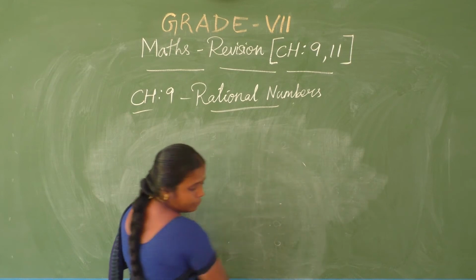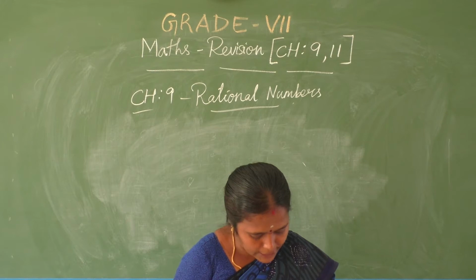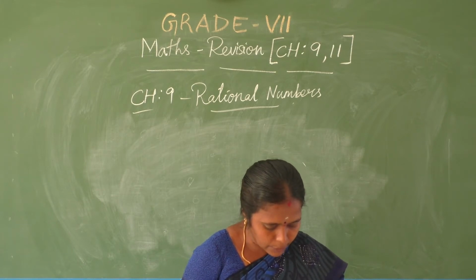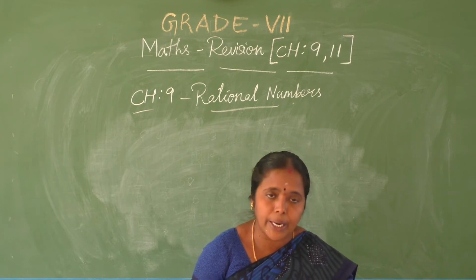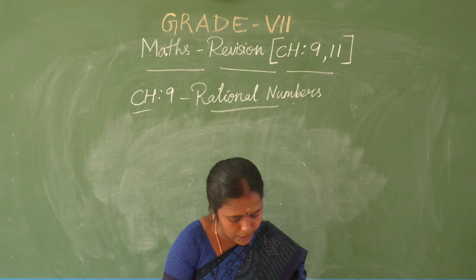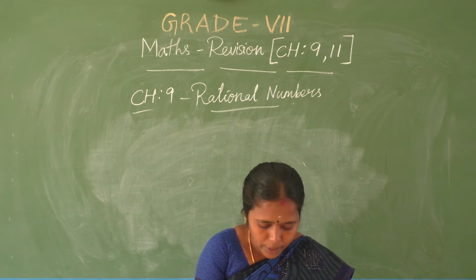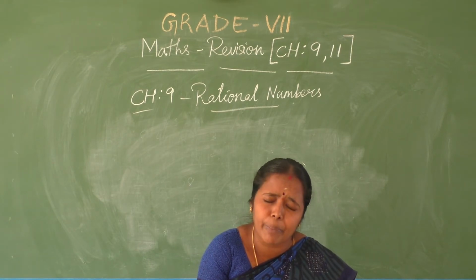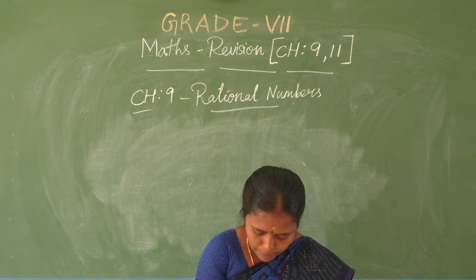Then between two rational numbers, we can find a lot of rational numbers. For example, see one more important result. How many rational numbers are there between any two rational numbers? What is that, children? How many rational numbers are there between any two rational numbers? What is the answer? There are infinite, many, countless rational numbers between any two rational numbers.